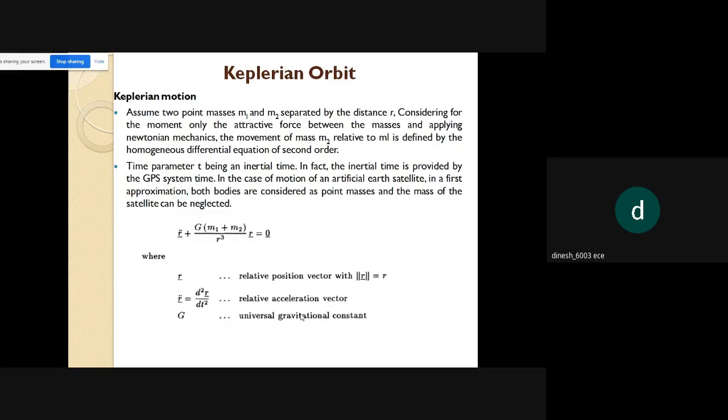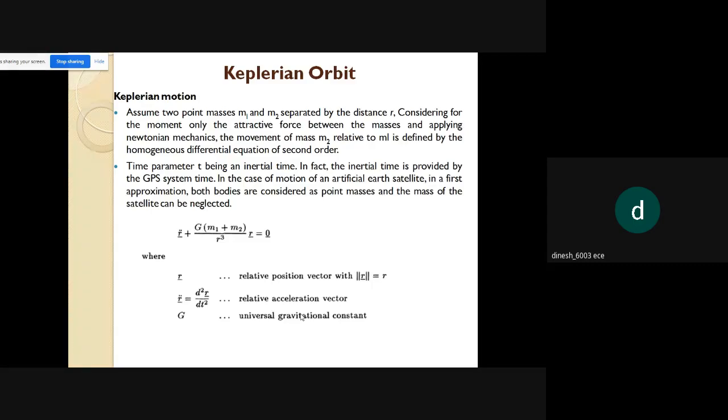Assume that there are two masses, m1 and m2, separated by distance r. Consider for a moment that only the attractive force between the masses acts, and applying Newton mechanics, the motion of mass m2 relative to m1 is defined by a homogeneous differential equation of second order. We have a time denoted by inertial time provided by the GPS system.